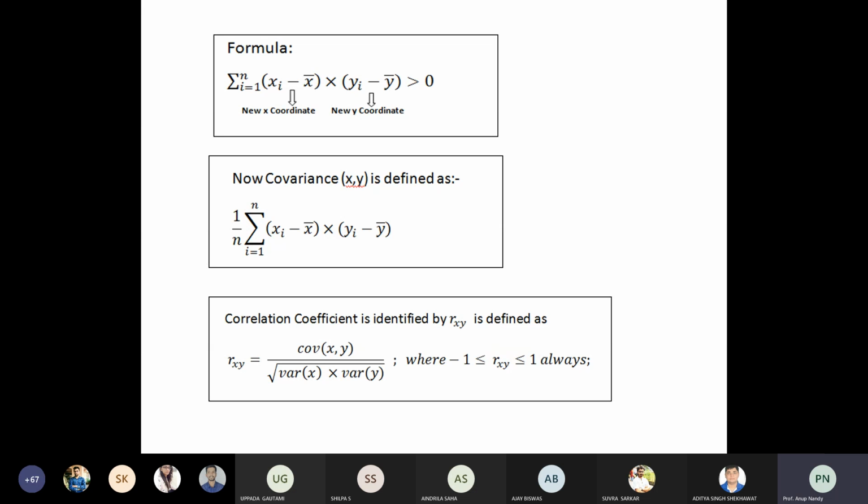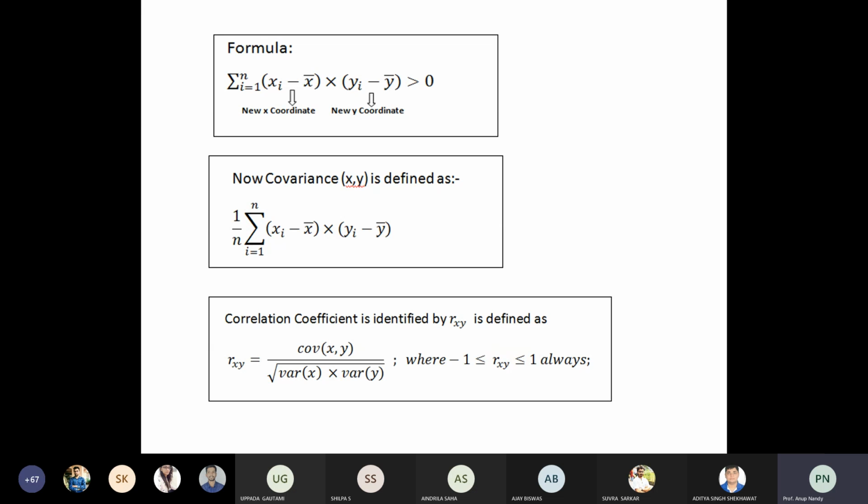in many places. Now this formula for the correlation coefficient between these two variables, rxy, is defined by Cov(x, y) divided by the square root of variance of x into variance of y, where rxy ranges from minus 1 to plus 1. Or you can simply write it this way. It is simply just an angle between these two vectors.